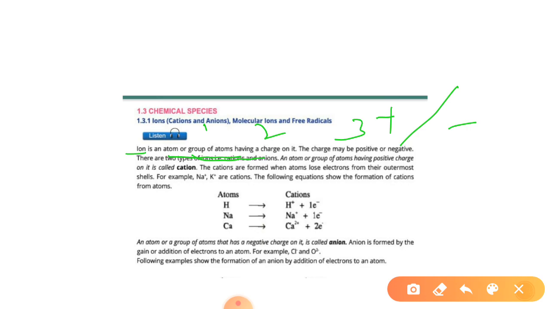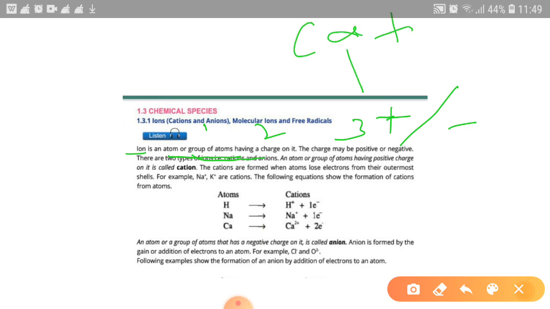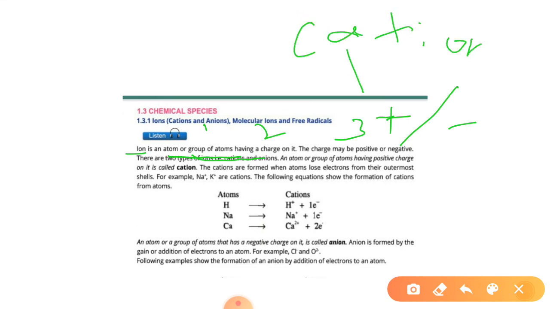There are two types of ions. Positive ones are known as cations, however, the negative ones are known as anions. An atom or group of atoms having positive charge on it is called a cation. Cations are formed when an atom loses electrons.